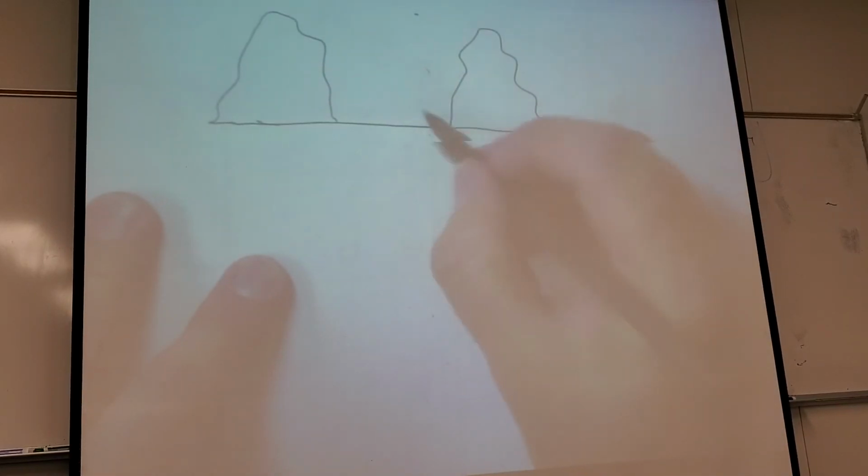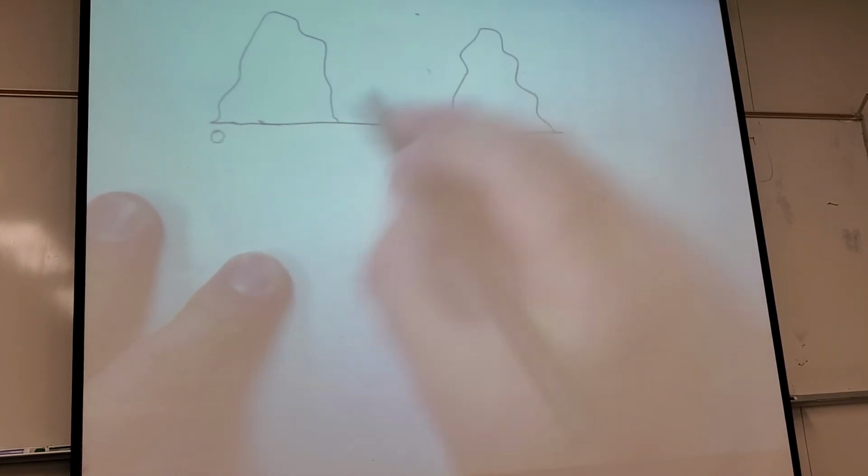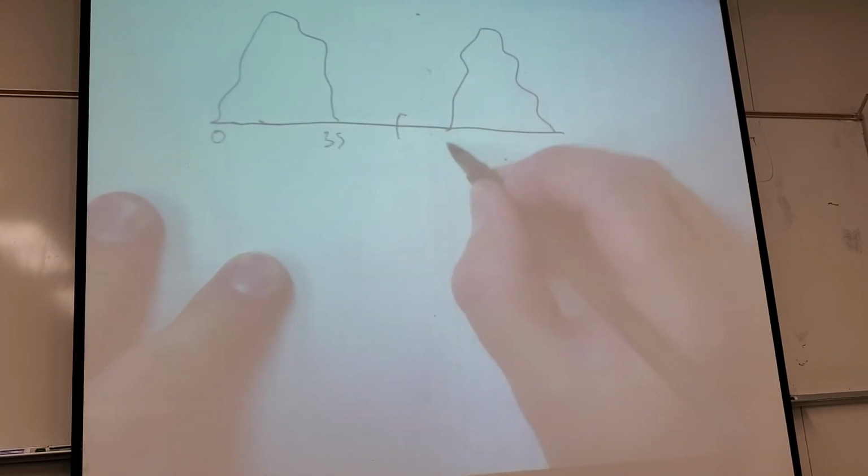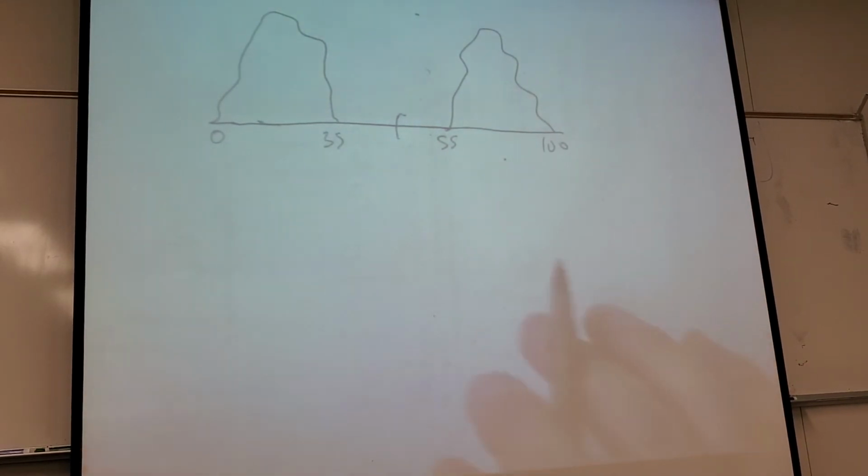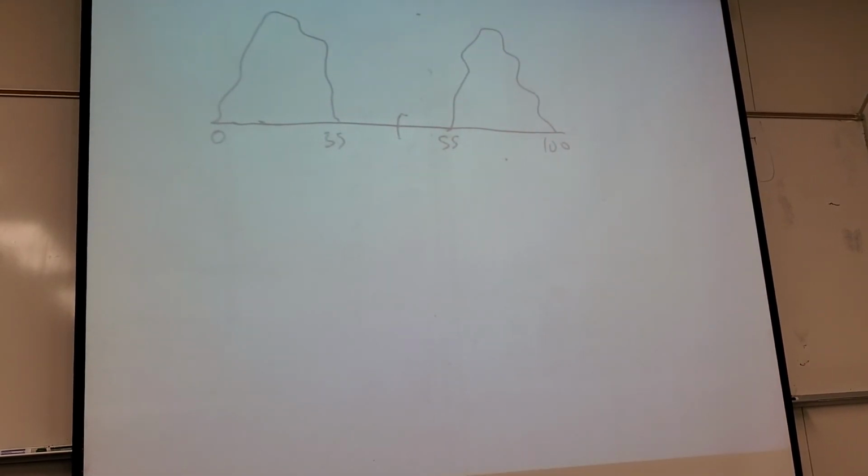So what this means is there was nobody in here, right? So maybe there's a lot of people from 0 to 35, and then from 55 up to 100 or whatever, right? I know my scale sucks, I don't care.